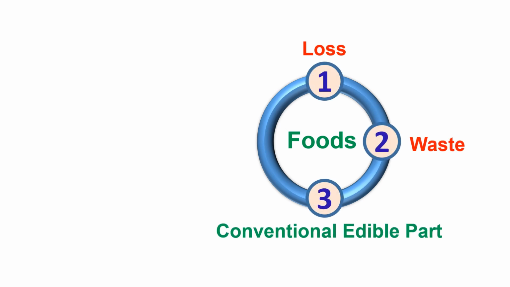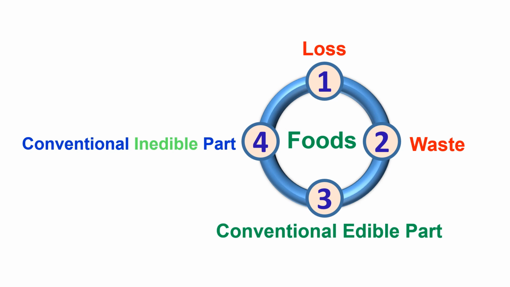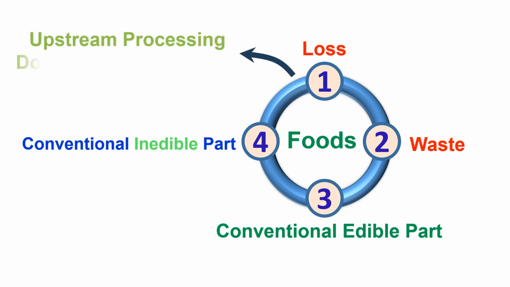It is important to understand the complete spectrum of food loss and food waste. Therefore, we need to know clearly food loss, food waste, conventional edible parts, conventional inedible parts, upstream processing, and downstream processing. I mention conventional inedible part here since conventionally it is considered inedible but could be transformed to be edible, for example skins and seeds. I am going to explain all this clearly with examples.